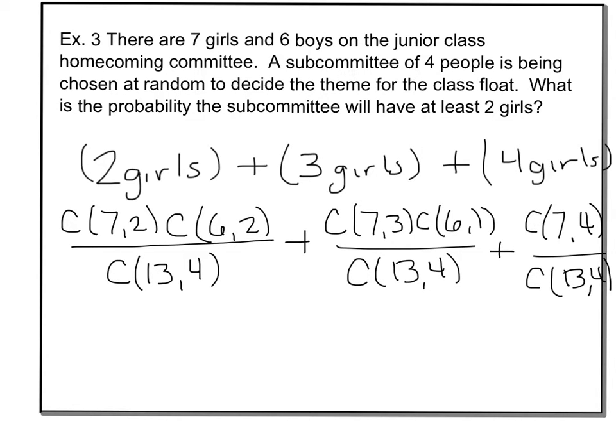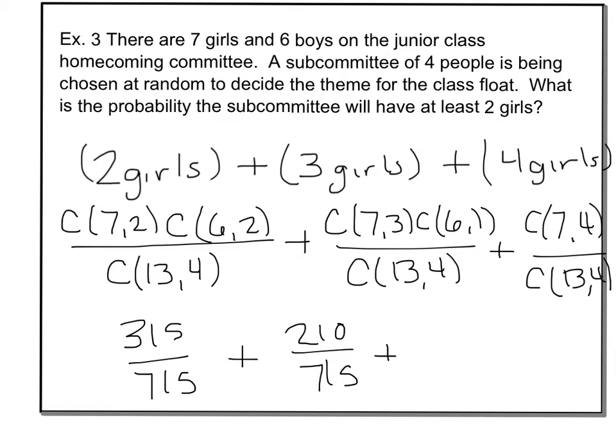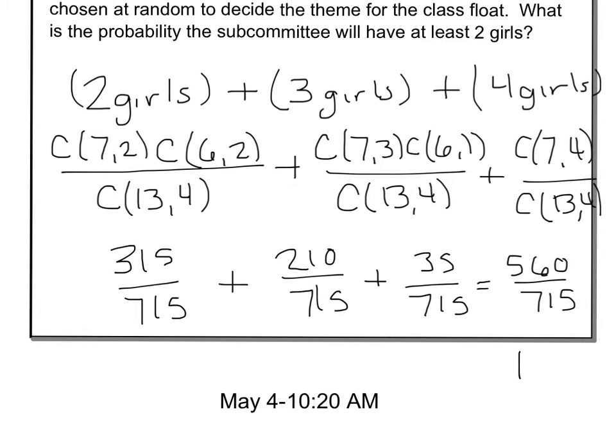The probability of at least 2 girls is 315 over 715, using your calculator or the combinations formula. The probability of choosing at least 3 girls is 210 over 715, plus the probability of choosing 4 girls is 35 out of 715, making my total probability 560 over 715, or 112 over 143.